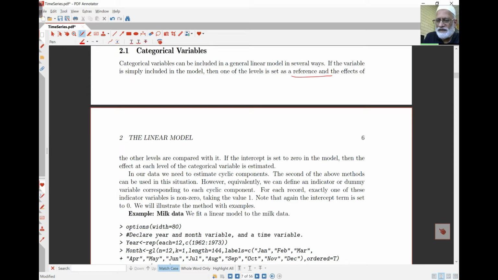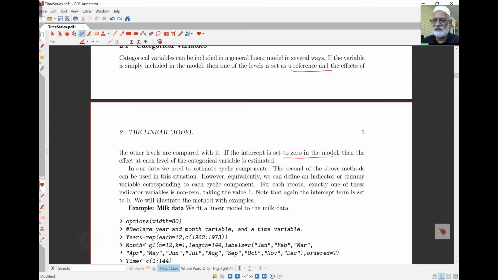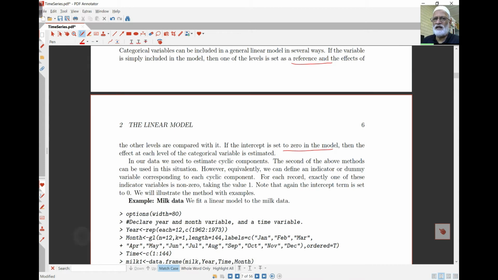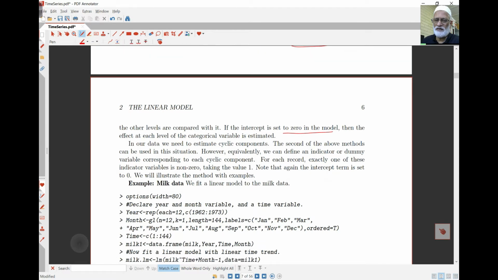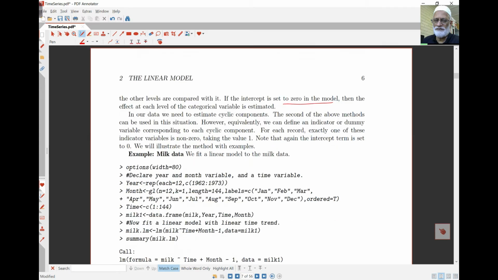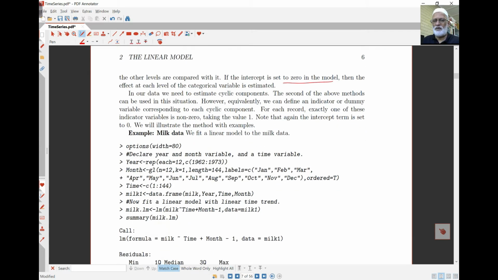We can also set the intercept to 0 in the model explicitly by subtracting 1 from the model formulation. Then we have each of the levels of the categorical variable available in the model. That is sometimes useful because we may then be able to see exactly how each of these categories contributes to the response. In our data, we certainly want to estimate the cyclic components.